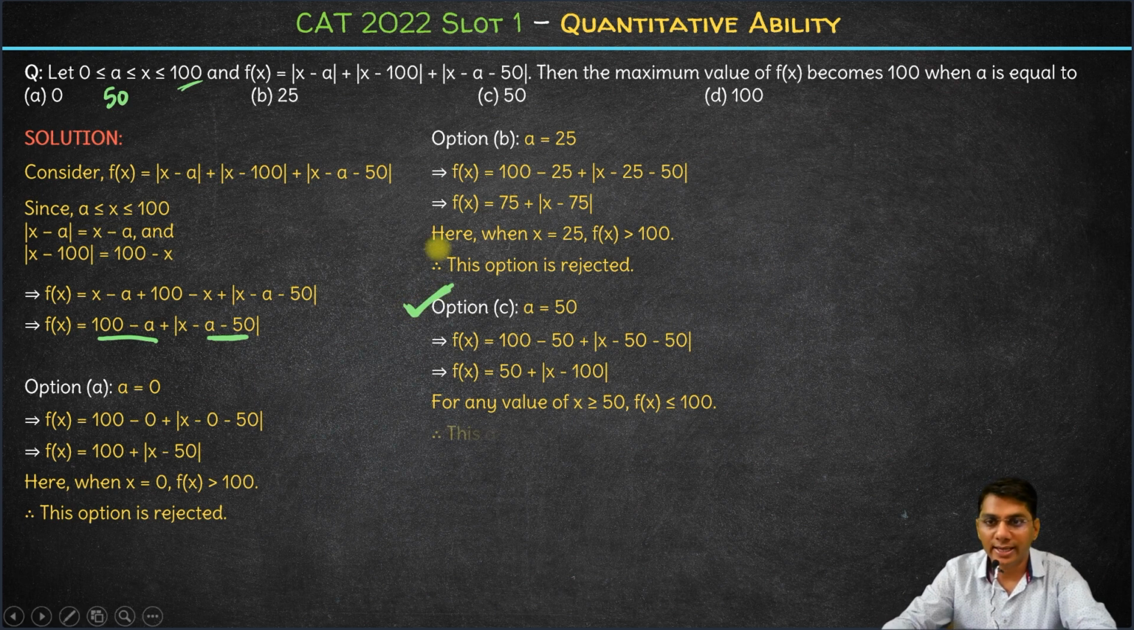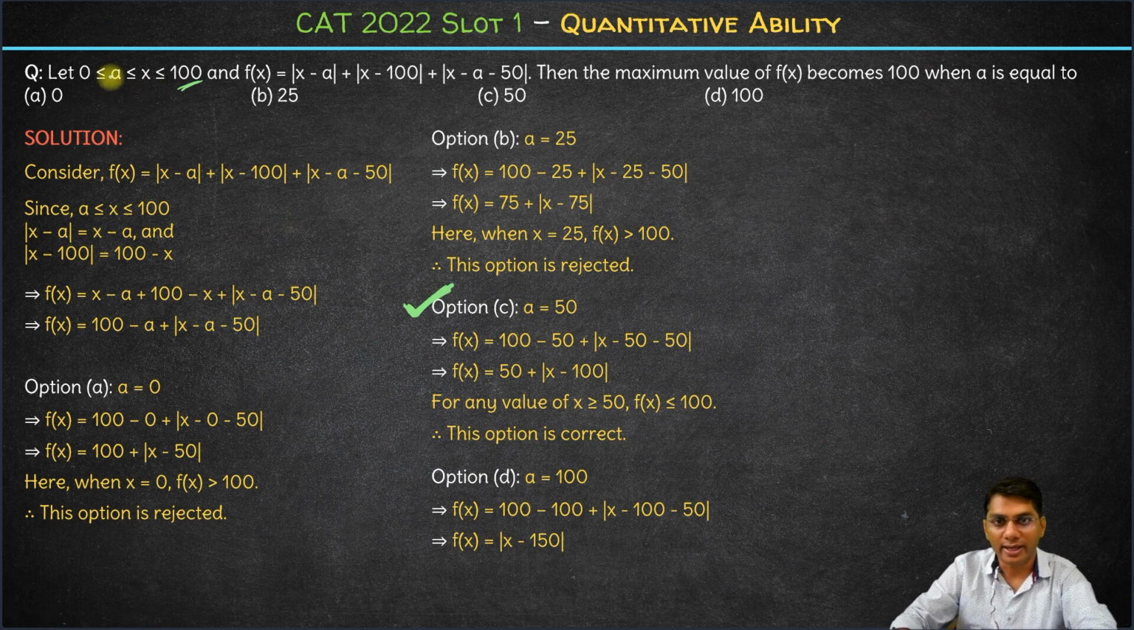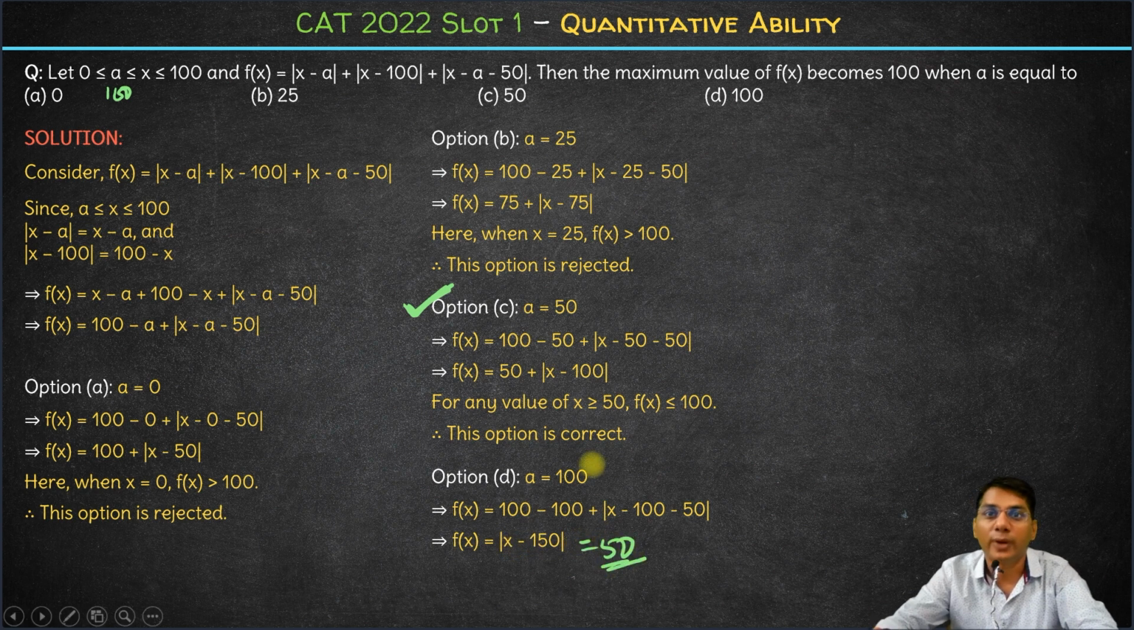Let's just check for option D as well. If a is 100, this expression becomes 100 minus 100, which is 0, plus mod of x minus 100 minus 50. Now since a is 100, x has to be greater than or equal to 100 and less than or equal to 100. So there is only one value that x can take, that is 100, and if you put x equals 100, f(x) comes out to be 50. So there is only one value of f(x), 50, which is not 100. So the maximum value of f(x) is not 100 in this case either. So this case is also rejected.